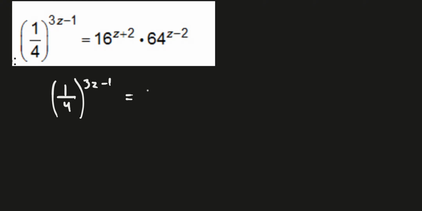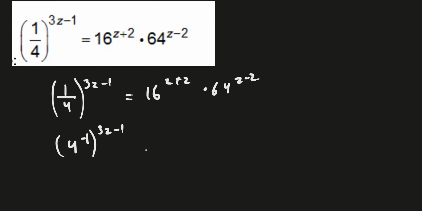And when I look at these numbers, I can immediately think about something that they all have in common. So all of these numbers can be expressed as having a base of 4. So for this one, for example, this one's really easy. If we want to write this as a base of 4, we can just write 4 raised to the negative 1 and then raised to the 3z minus 1. This we can write as 4 as well, because 4 squared, and then z plus 2.